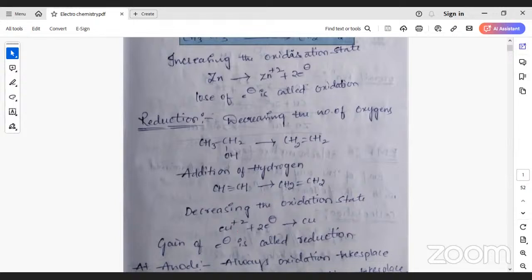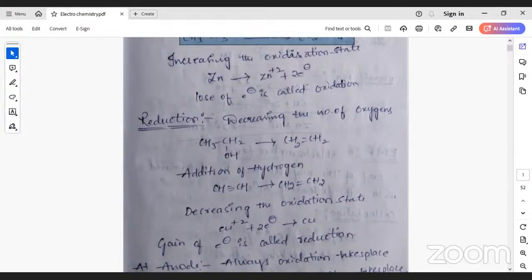Then coming to reduction: decreasing the number of oxygens, exactly opposite to oxidation, is called reduction. Addition of hydrogens is called reduction. And the process of gaining electrons is called reduction. The example is Cu plus 2 plus 2 electrons gives rise to copper, right? So the gain of electrons is called reduction.